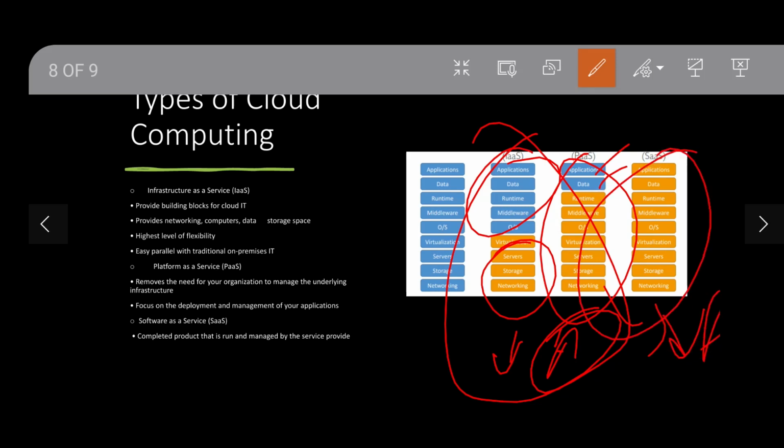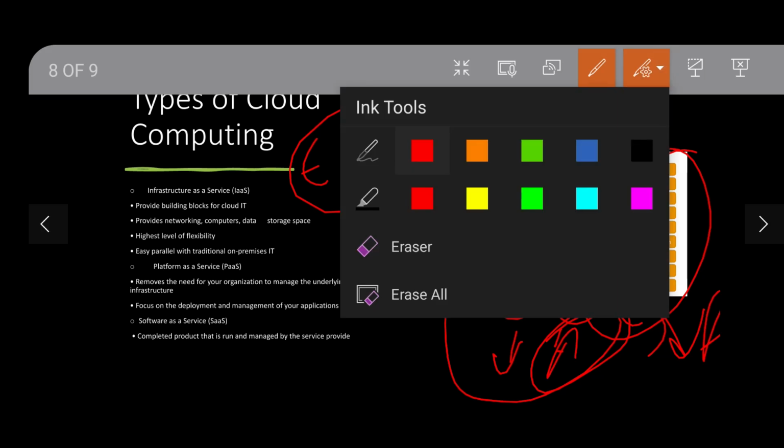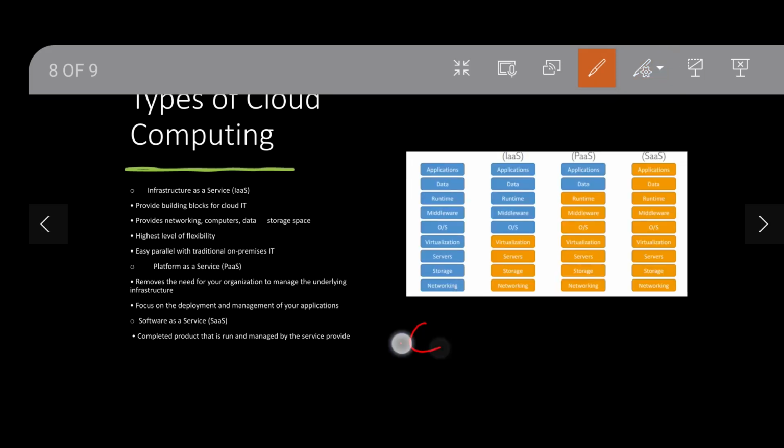So we will look into examples of it. The best example of infrastructure as a service is an EC2 instance. It is a virtual machine, and the data you need is managed by the user. Other things like storage, networking, and virtualization are all managed by AWS.